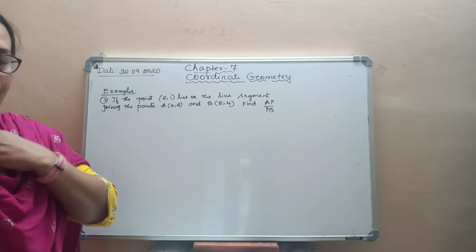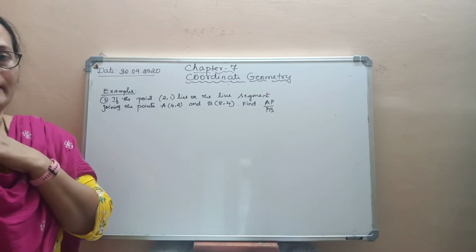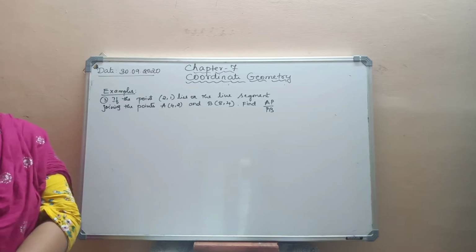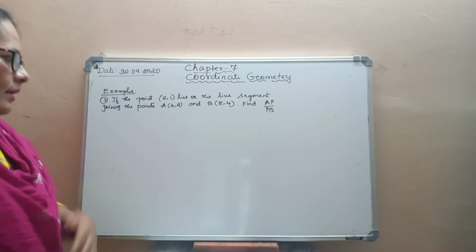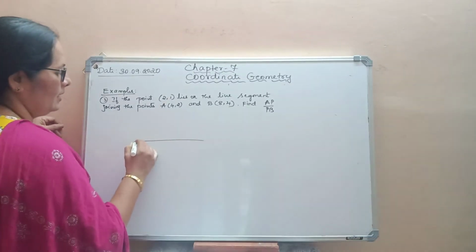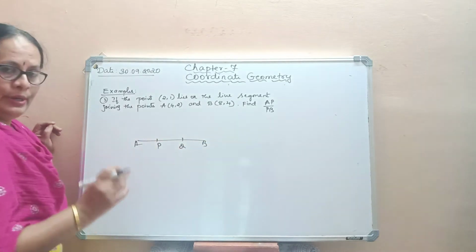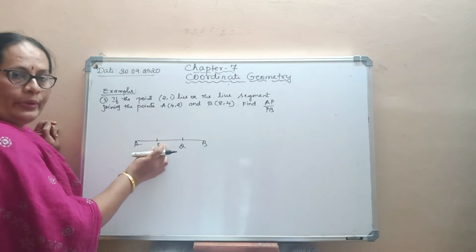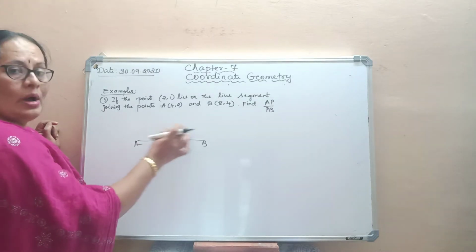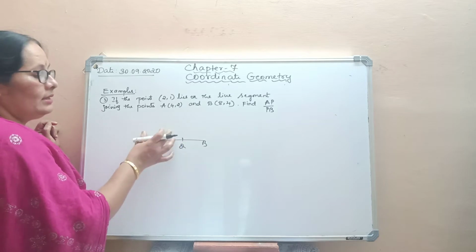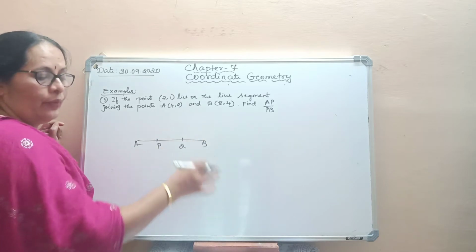Then the next case is when a line is divided into three equal parts. See here, AB is divided into three equal parts. To find the coordinates of point P, the ratio will be 1:2, and to find the coordinates of point Q, the ratio will be 2:1.